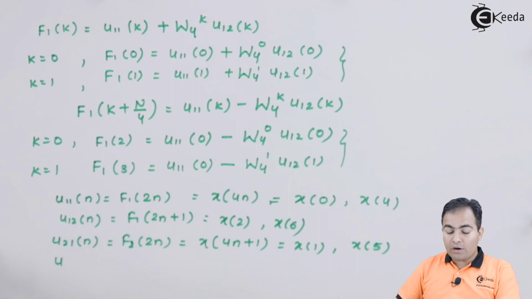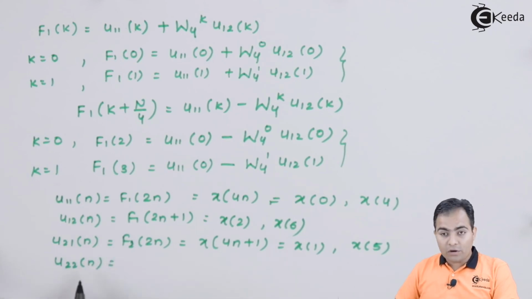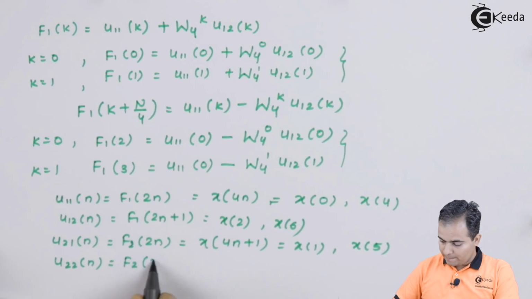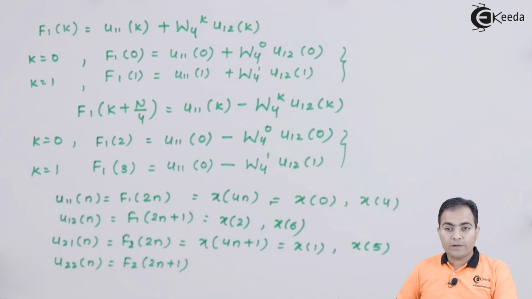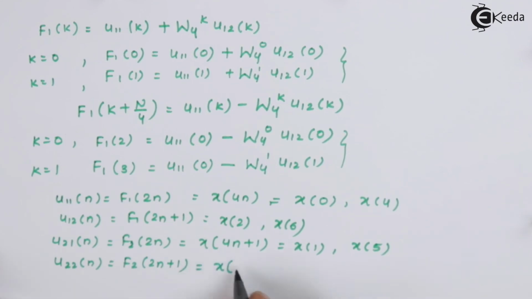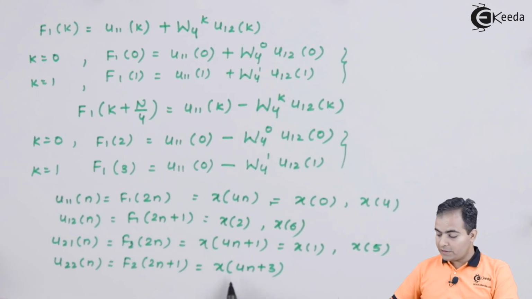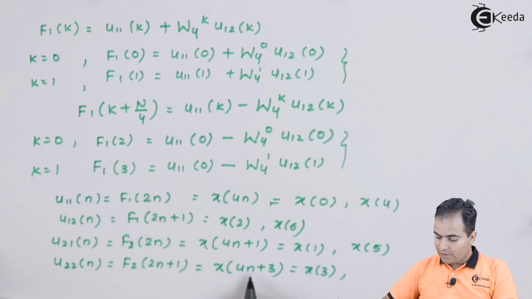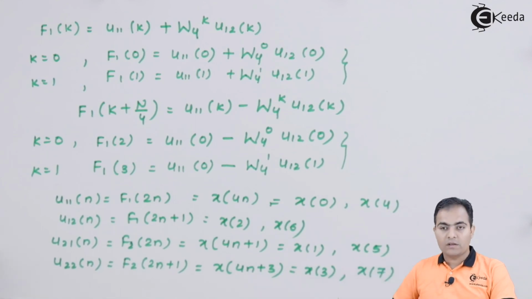And what about the next odd part of x of n? This was the odd part of 2n plus 1, and f2 of n is the odd part of x of n. So we can write this expression 4n plus 3. Now if we put 0 over here, then 0 into anything is 0, plus 3 is x of 3. And if we place 1 over here, then 4 plus 3 is 7.